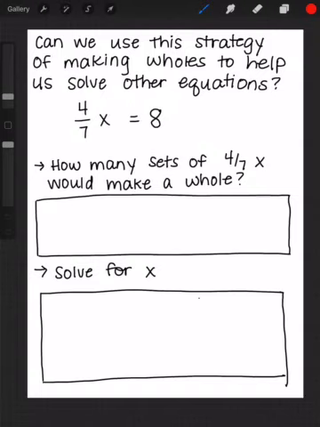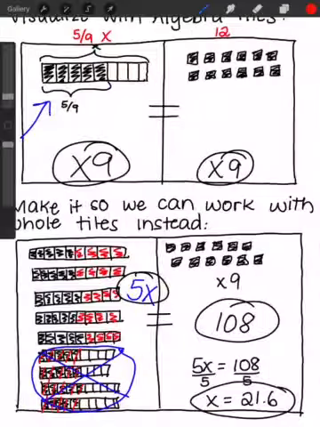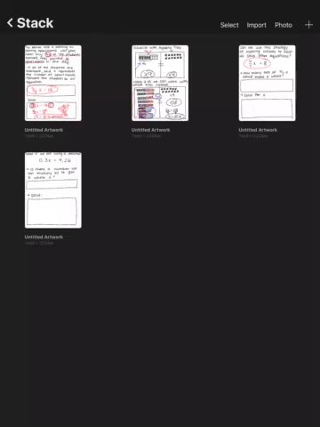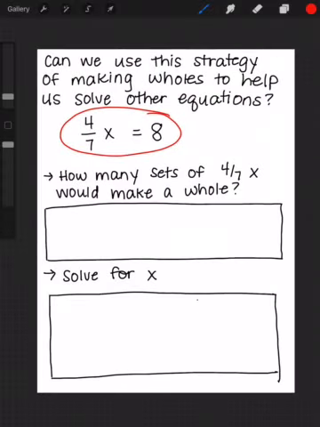Okay, so then it says, can we use this strategy of making wholes to help us solve other equations? Definitely. Okay, so we have this problem here. 4/7 x equals 8. So how many sets of 4/7 x would make a whole? Well, like I said, in this last one, we had 5/9, so we made 9 sets. In this one, we have 4/7, so to make it a whole, we have 7 sets. We need to multiply by 7. So over here, we have 4/7x, and this side we have 8. We're going to multiply both sides by 7.